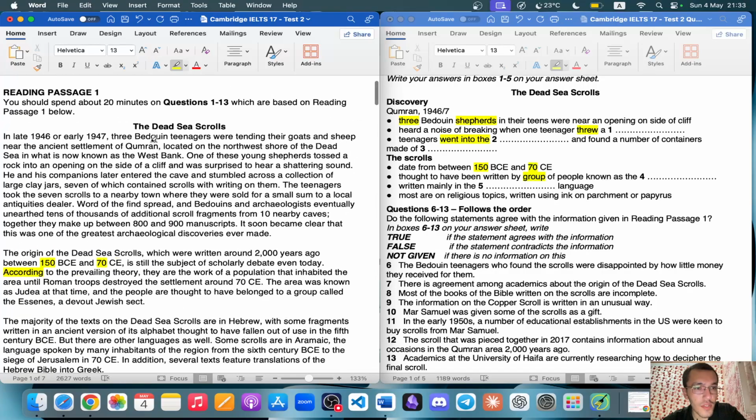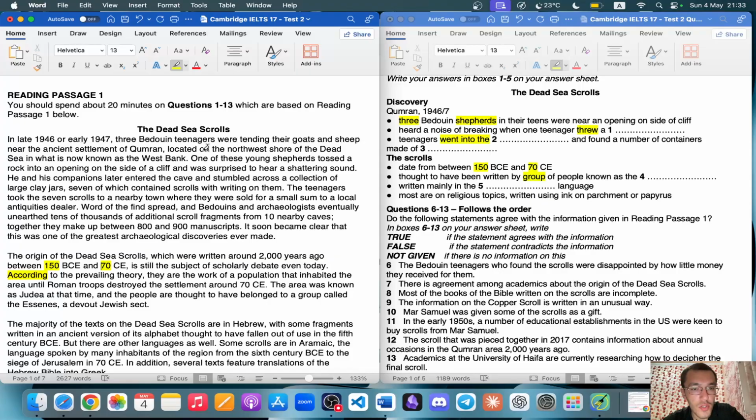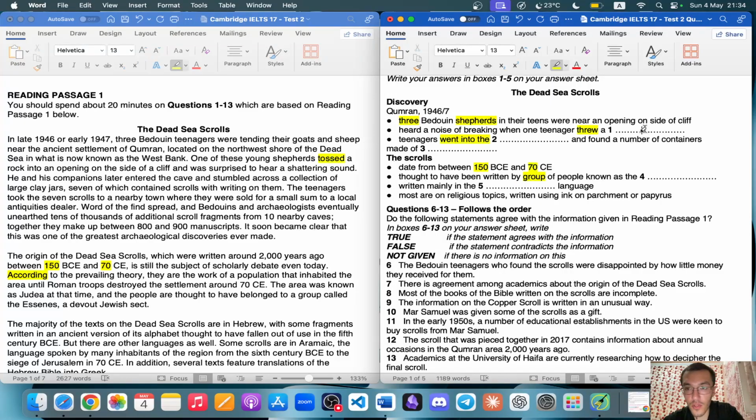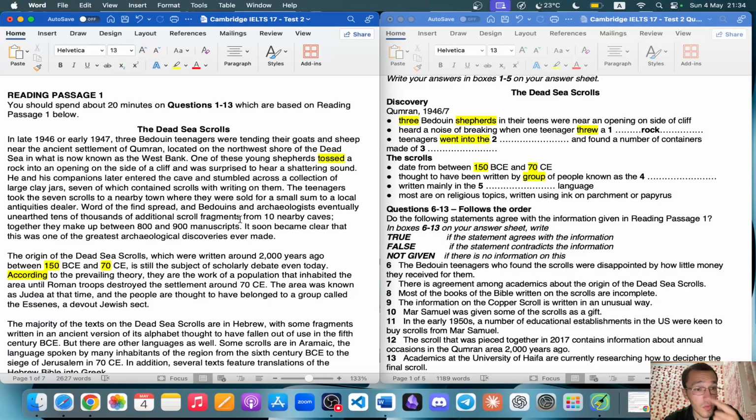In late 1946 or early 1947, three Bedouin teenagers were tending their goats and sheep near the ancient settlement of Qumran, located on the northwest shore of the Dead Sea in what is known as the West Bank. One of these young shepherds tossed a rock. Tossing is throwing, so you have the first answer here. He tossed a rock into an opening on the side of a cliff and was surprised to hear a shattering sound. He and his companions later entered the cave and stumbled across a collection of large clay jars.